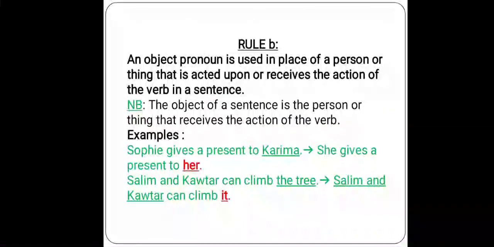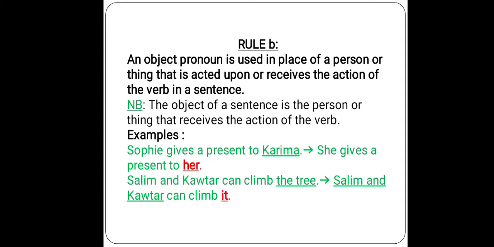So the object pronoun is used in place of a person or thing that is acted upon or receives the action of the verb in a sentence. Okay? So here it's not the doer, it's the receiver of the action. Just keep this in mind again. The object of a sentence is the person or thing that receives the action of the verb. Okay? For example, Sophie gives a present to whom? To Karima. So Karima is the receiver.